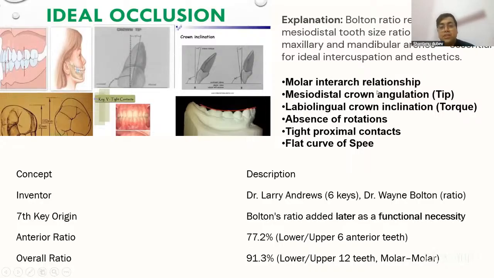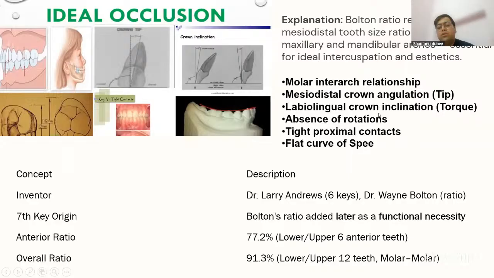Molar interarch relationship is the first key. Mesiodistal crown angulation is the second key. Labiolingual crown inclination is the third key. Absence of rotations, tight proximal contact, and curve of Spee. Now, this second, mesiodistal crown angulation or tip, is also second order bend. Labiolingual crown inclination or torque is also third order bend. So they are third in number, third order bend. So even if you remember one thing, you'll remember the other, I hope.